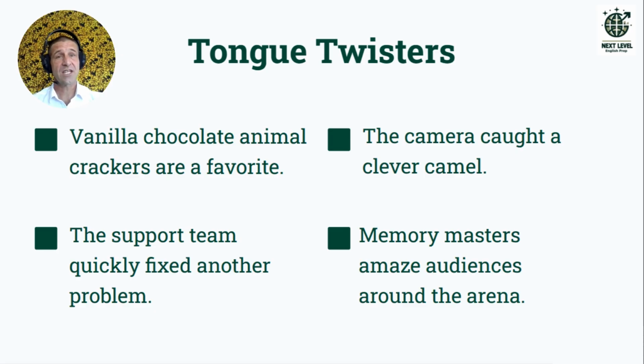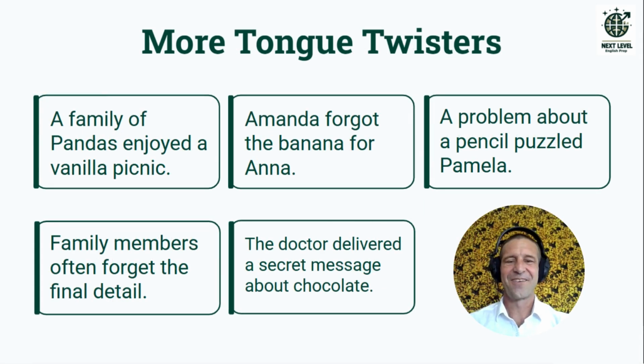These are some tricky sentences. Don't worry if you need to try them a couple of times before you get them perfect. All right, let's try a couple more. A family of pandas enjoyed a vanilla picnic. Amanda forgot the banana for Anna.